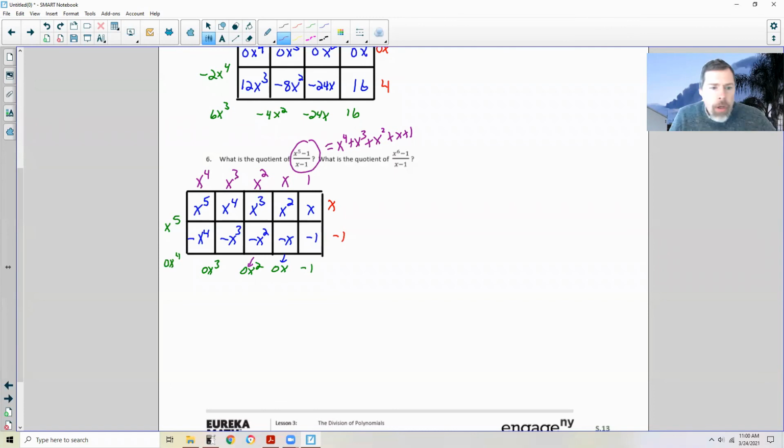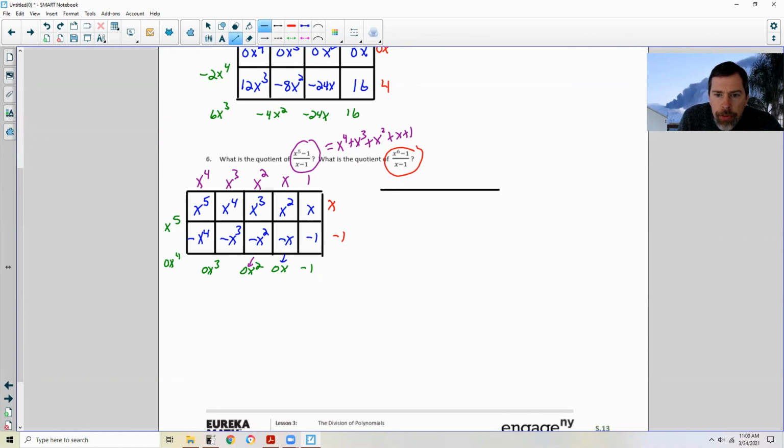Okay, now we're going to do x to the 6 minus 1 divided by x minus 1. So I'm going to draw a table. We want x minus 1 down the side, which will split this into 2 rows.